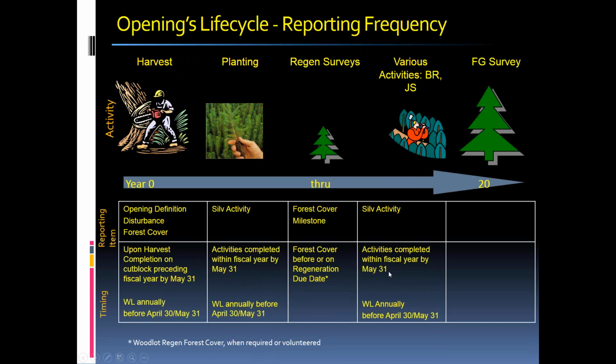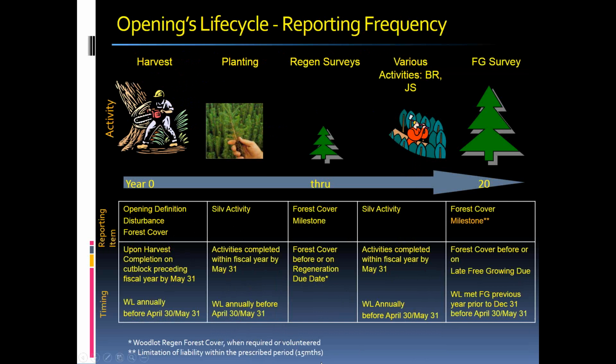And then after regeneration, between then and free growing, if there were any other silviculture activities that have taken place, then there's the ability to report that as well. Again, activities completed within the fiscal year, but reported into RESULTS on or before May 31st. And the same deadlines apply for woodlots, if they do have any other silviculture activities.